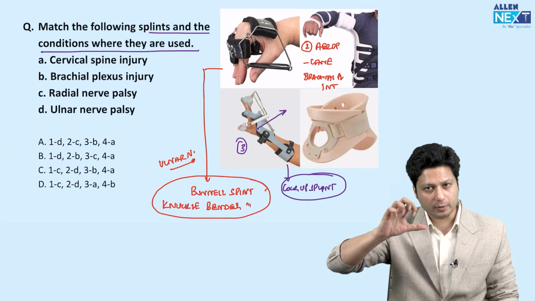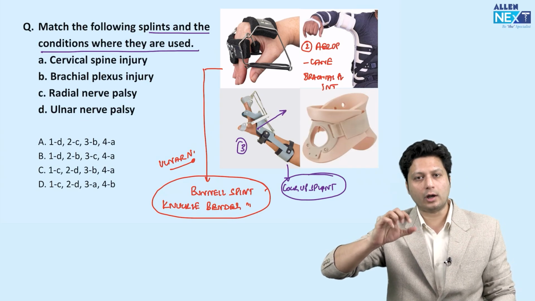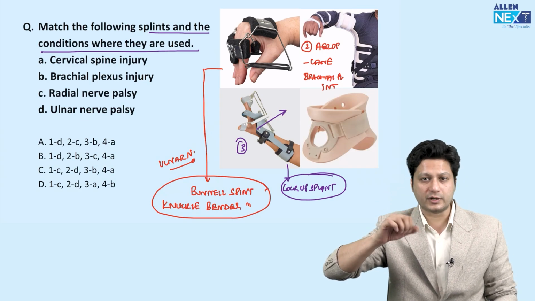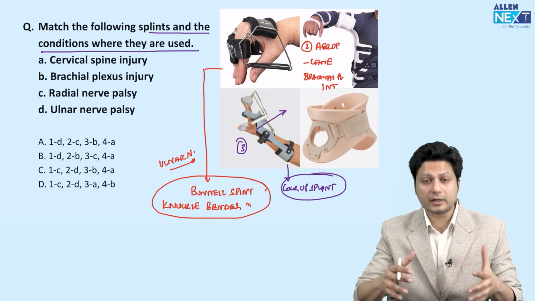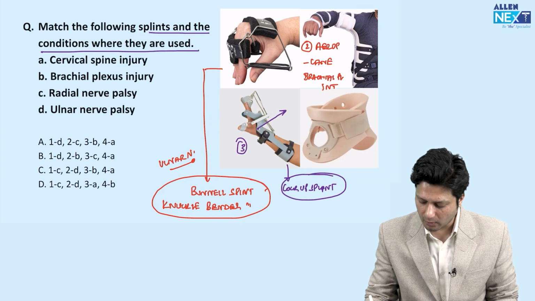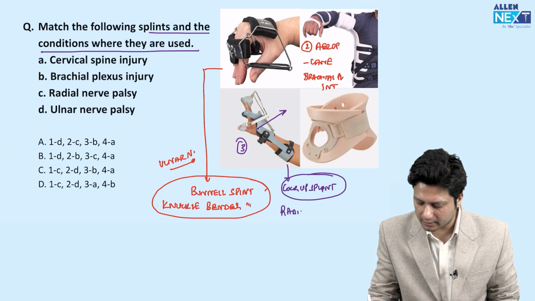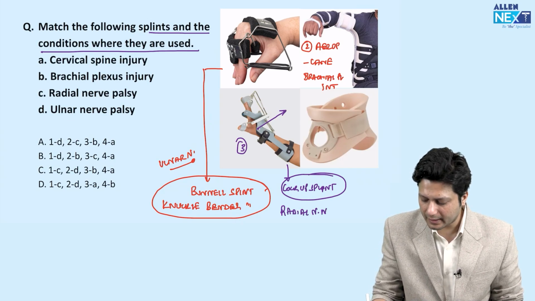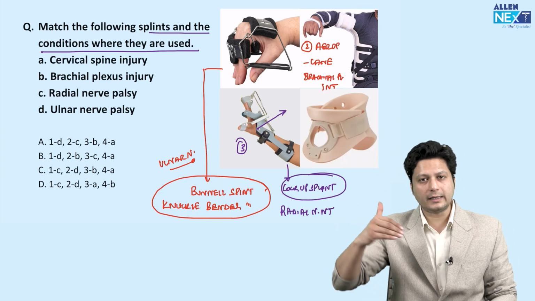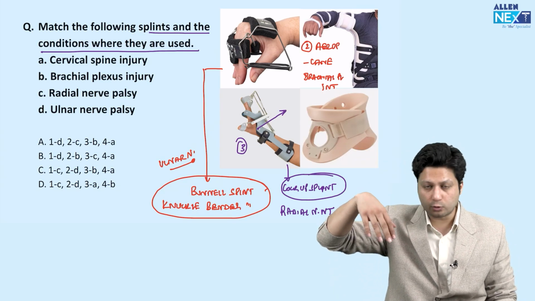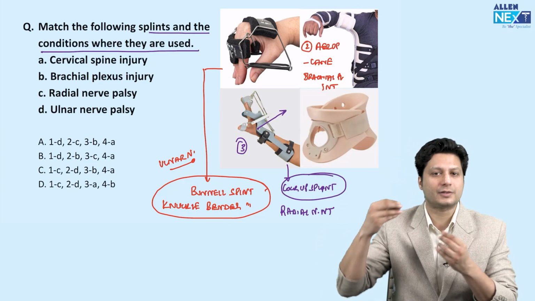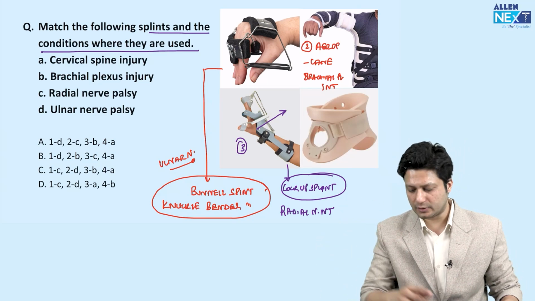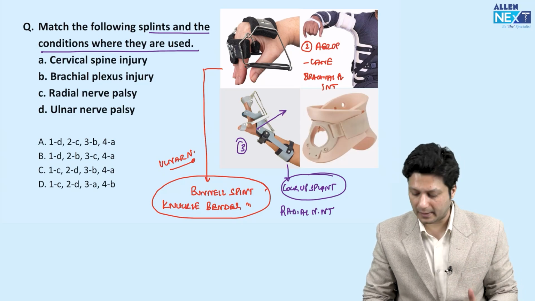If there is a provision of mobilization with a recoil movement into extension, then it will be called a dynamic cock-up splint. And for the dynamic cock-up splint, all of you are aware that the indication is radial nerve injury, because in higher course radial nerve injury there will be a wrist drop. In order to prevent this flexion deformity from becoming permanent, it has to be immobilized in extension. That is the reason why a wrist drop splint or a cock-up splint is used.